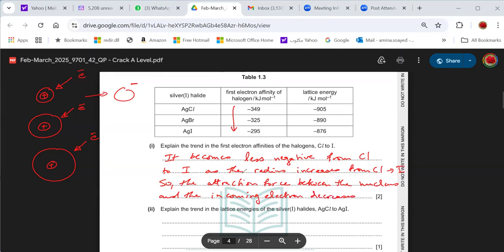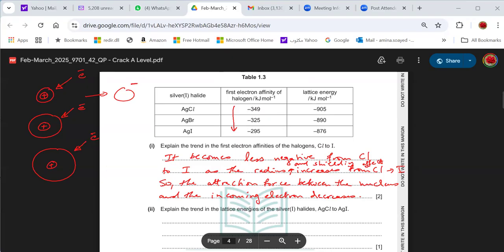We can also say as the radius and the shielding effect increase from chlorine to iodine, the attraction force between the positive nucleus and the incoming electron decreases.